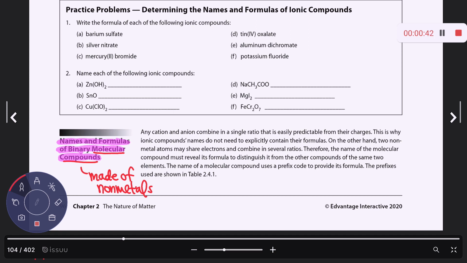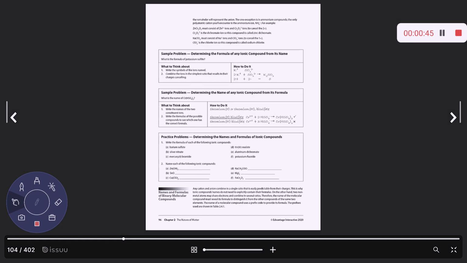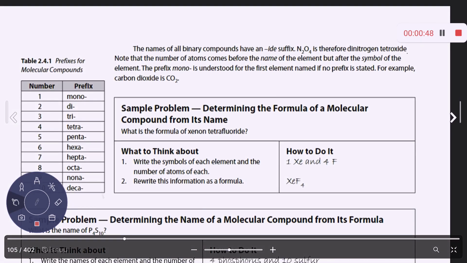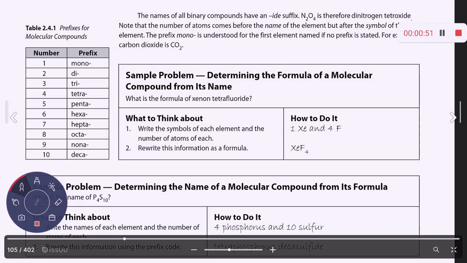So if we go to the next page, they give you a table. This table is also on your periodic table. I don't know if you want to highlight where it says one mono down to 10 deca in another color so that it stands out to you. But we use these Greek prefixes, mono to deca, when we're doing molecular compounds. Okay. So let me explain. Mono is only used when you have one oxygen.